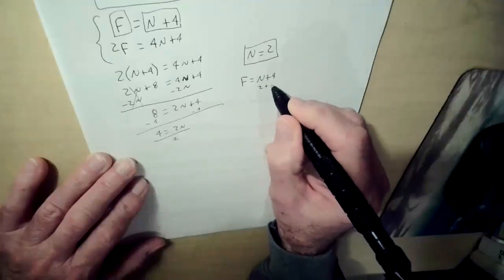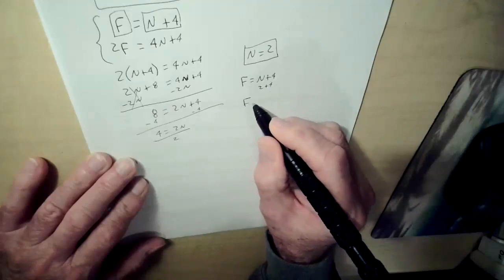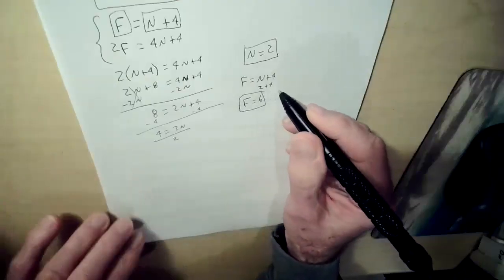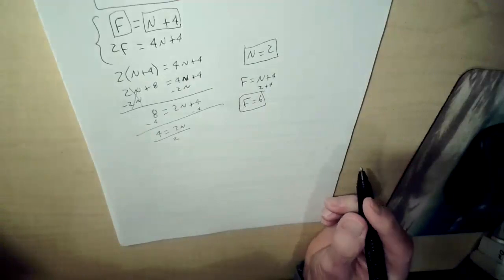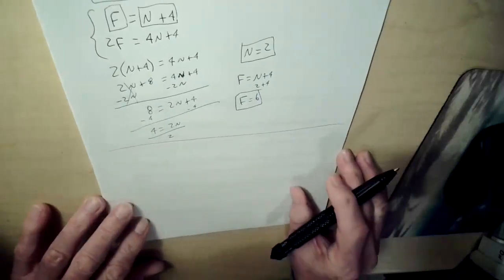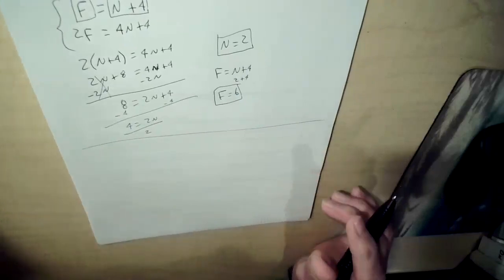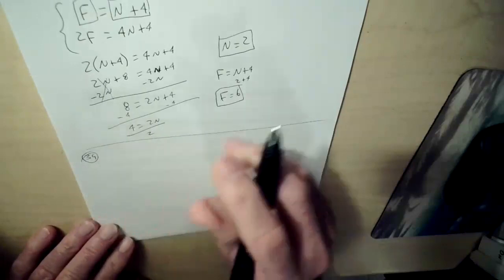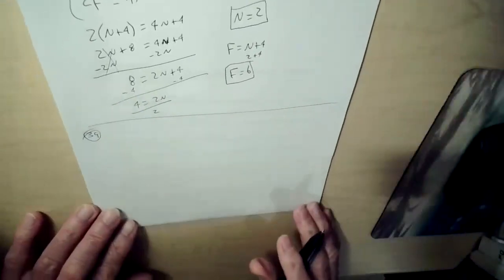Now how do we find the first number? Simple. We just plug it back into this first one because it's already solved for f, the first number. Our first number is n plus 4. So 2 plus 4. So our first number is 6. Right? Right.